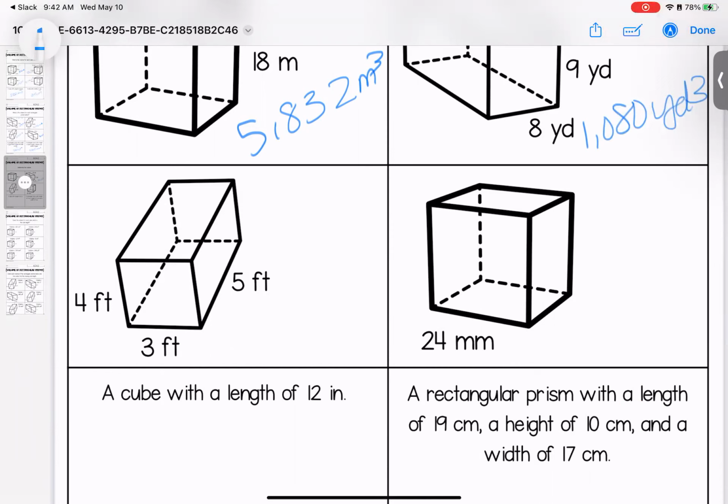This one is, sorry, I lost my notes. 60 feet cubed. 24 times itself 3 times. Very big, 13,824. Remember, these get big very quickly.